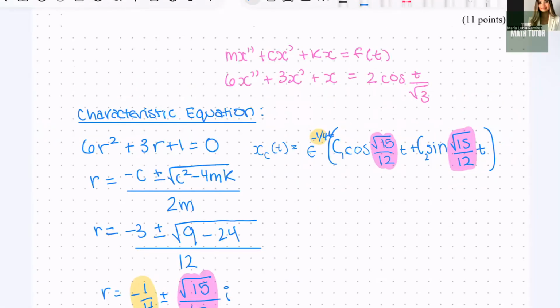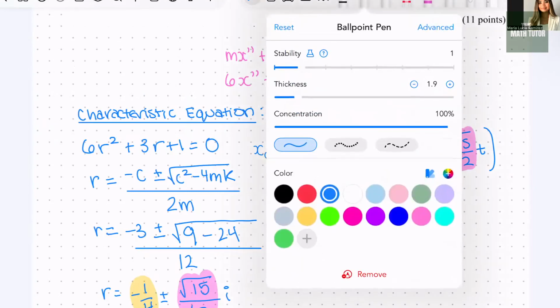I went ahead and color coded where I got the negative 1/4 and the root 15 over 12 from and where you put them in that equation.